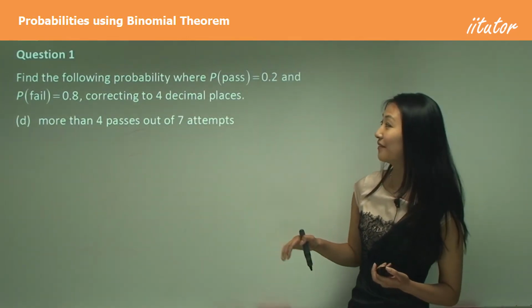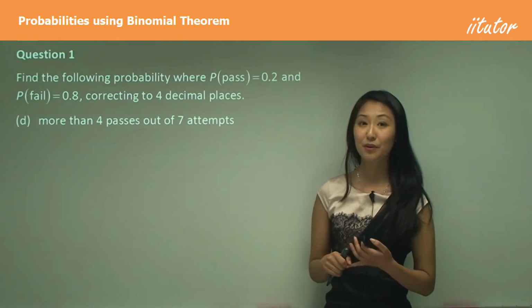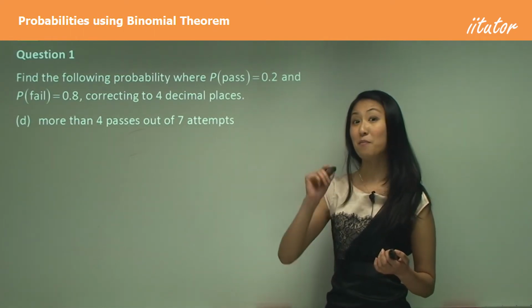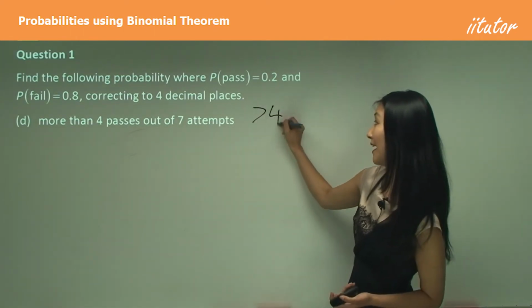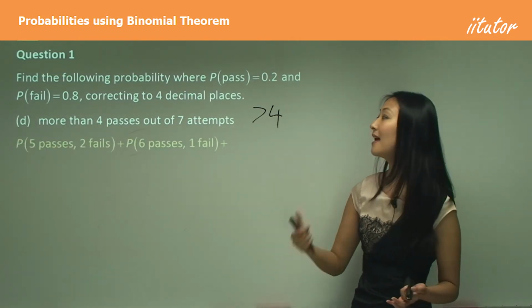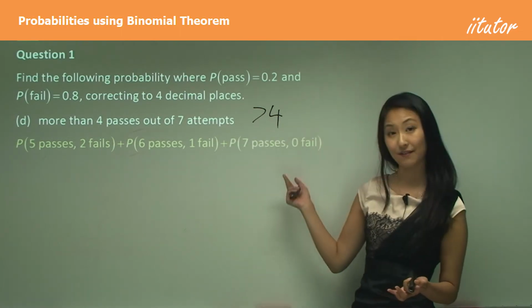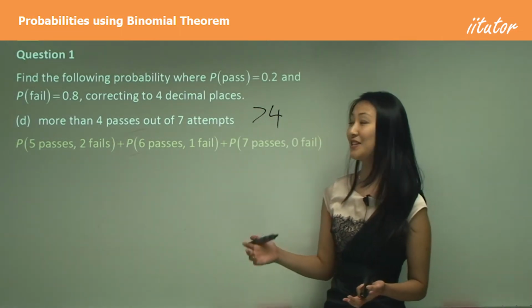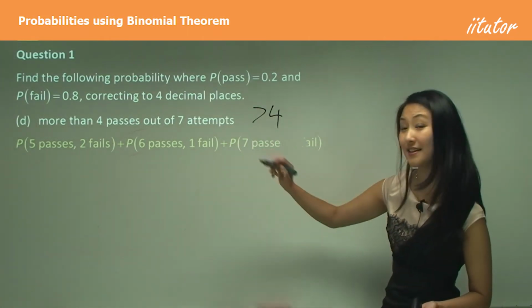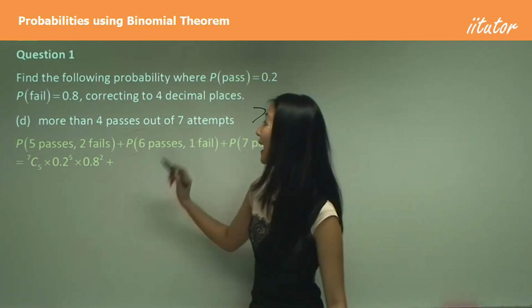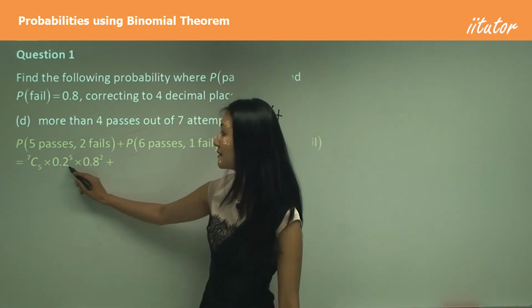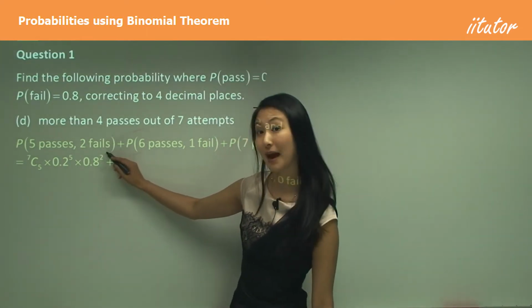Okay, now what about D? So here we want to work out more than 4 passes out of 7 attempts. So more than 4 means greater than 4, like that. So that means not including 4. So you can either have 5 passes, 6 passes, or finally 7 passes. And in this case, you're going to have to work out each of these separately and add them together. So firstly, for 5 passes, you're going to have 7C5, pass rate to the power of 5, your fail rate to the power of 2.